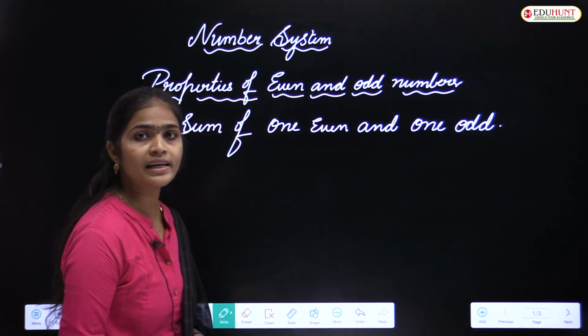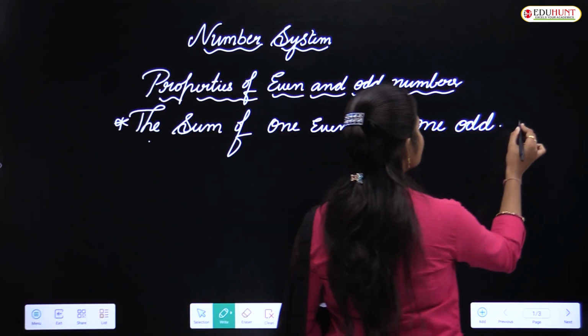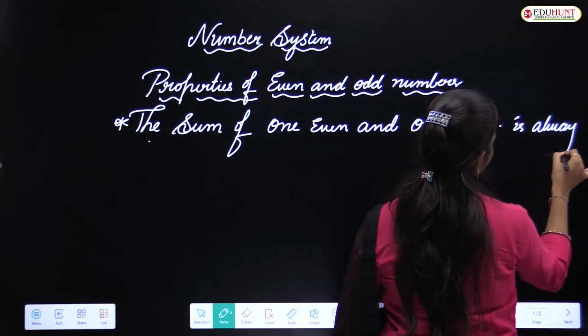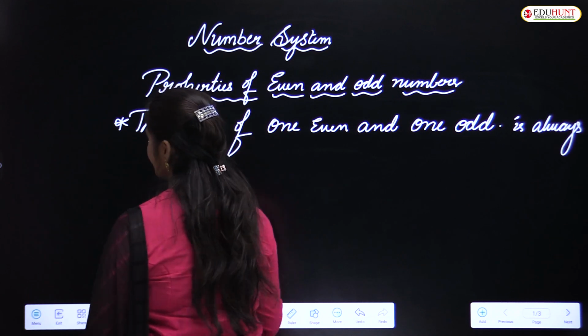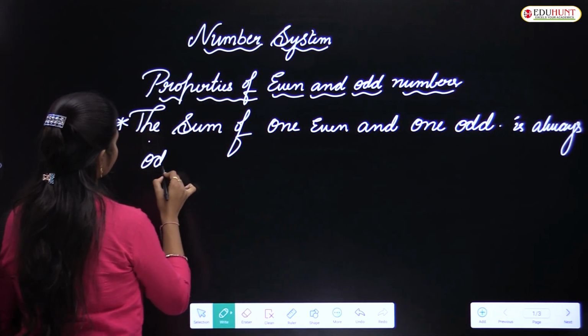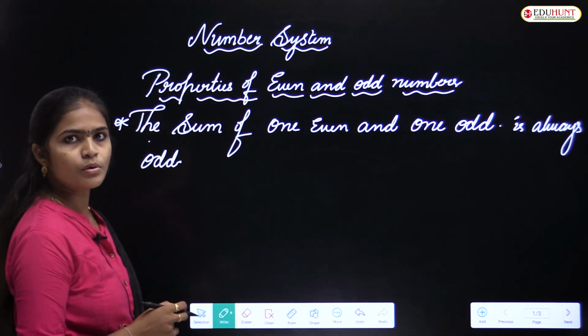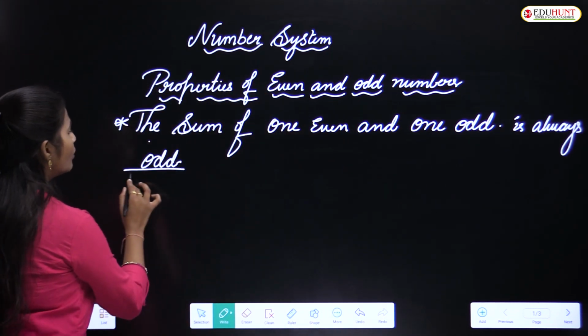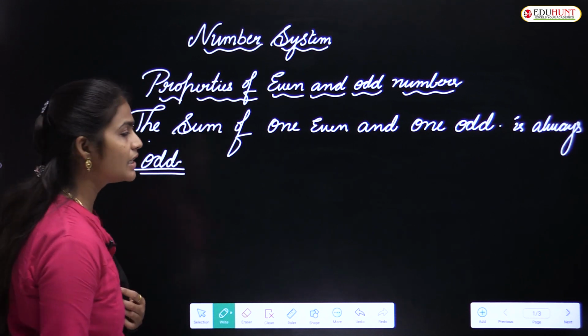The sum of one even and one odd is always odd. The sum of one even number and one odd number is always odd only. Okay, see the difference here onwards.